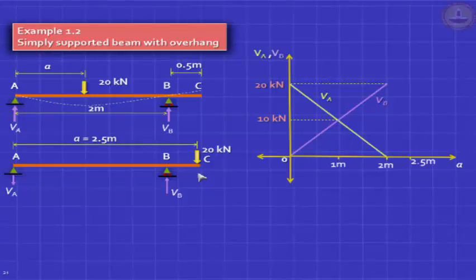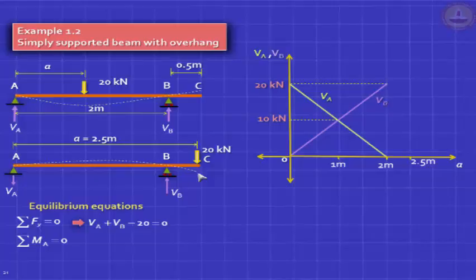What will be VA? Well, you can just blindly do it mechanically, applying the equation. So this is a deflected shape. AB is going to hog, BC is also going to hog. Equilibrium equation, sigma Fy equal to 0. Sigma Fx equals 0 is not worth putting here because we know HA is 0. Two equations, plug them in.